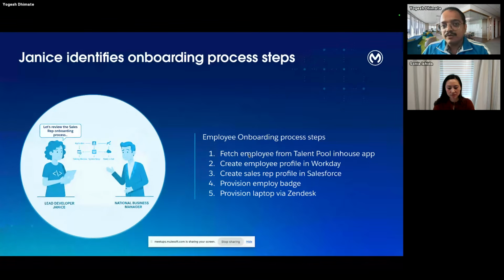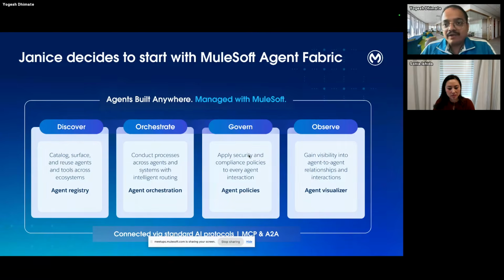And Janice wants to use MuleSoft to facilitate this onboarding. So she decides to start with MuleSoft Agent Fabric. If you remember Sonia's presentation, there are 4 key pillars that she talked about. There is a discover component, which has an agent registry that catalogs and surfaces agents and tools across the ecosystem. There is an orchestration layer, which conducts processes across agents and systems with intelligent routing. The governance layer applies security and compliance policies to every agent interaction. And with Agent Visualizer, you can gain visibility into agent to agent relationships and interactions.